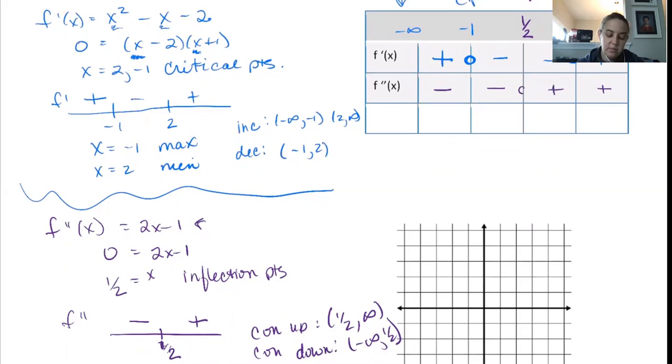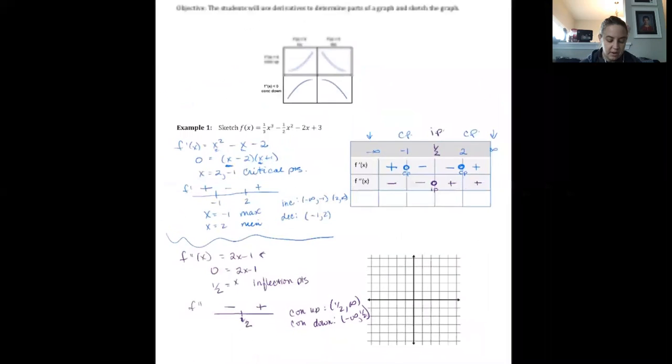And at 1/2, it was 0. This is my inflection point. So this is a reminder, here's my inflection point. This is a critical point. And this is a critical point. Now, I'm going to shrink out here a little bit.